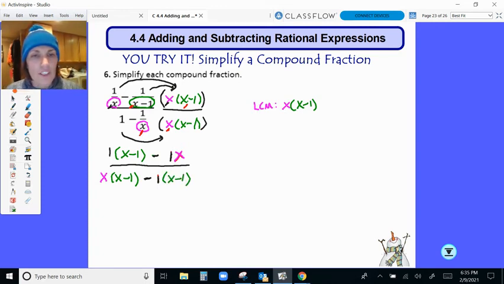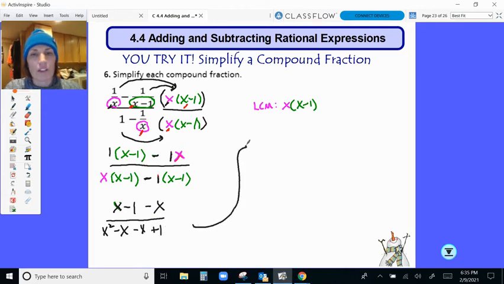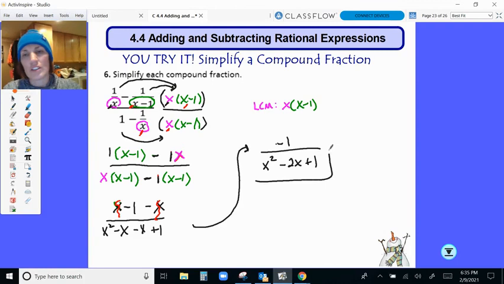Okay. Now, if we simplify all those, this 1 times x minus 1 is just going to be x minus 1, minus x, over, and I'm going to multiply these through. So x squared minus x, and then multiply those through, minus x, and then plus 1. Okay. So I'm going to bring this up here. These will just cancel out, this positive x and negative x. That leaves me with just a negative 1 up here on top, over x squared minus 2x plus 1. And we are all simplified.